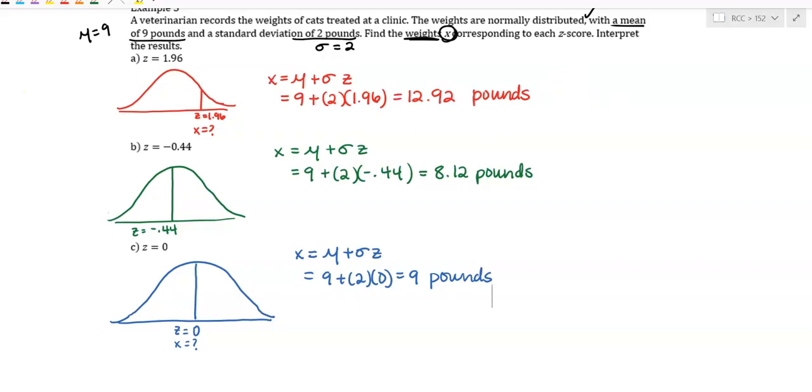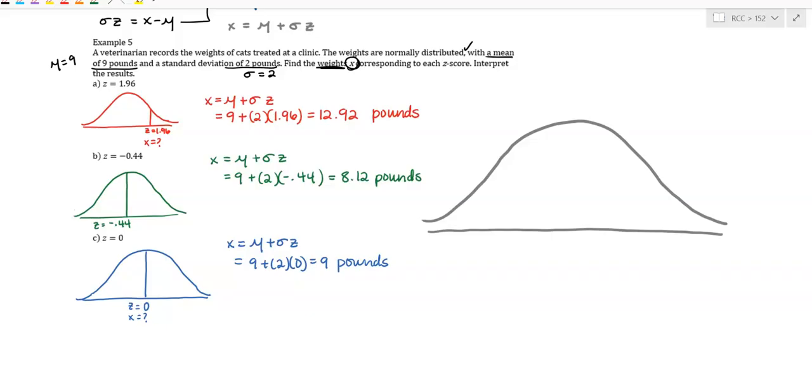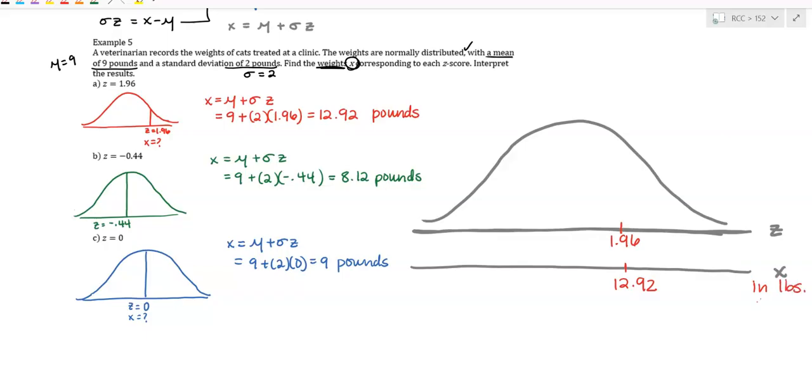So now let's do some interpretations of this. What I'm going to do off to the side here is draw a larger bell curve just so I can have some space to write in it. What we do know, I'll label this first line here, I'll say that these are my z-scores, and then this second line here, I'll say that these are my x-scores. So what we saw in red is that when z was 1.96, x was 12.92, and that's in pounds. So these x's are in pounds. It's the weight in pounds.